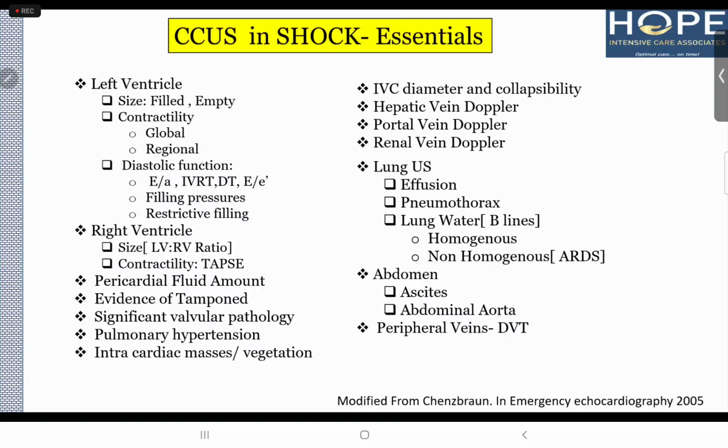As far as assessing the abdomen, ascites and abdominal aorta, presence or absence of ascites, abdominal aortic aneurysm, and dissections can be judged as a differential for shock. And last but not the least, the peripheral veins are assessed to find out presence or absence of DVT. Now, with all this summary, this is what we are going to use to put this into practice.